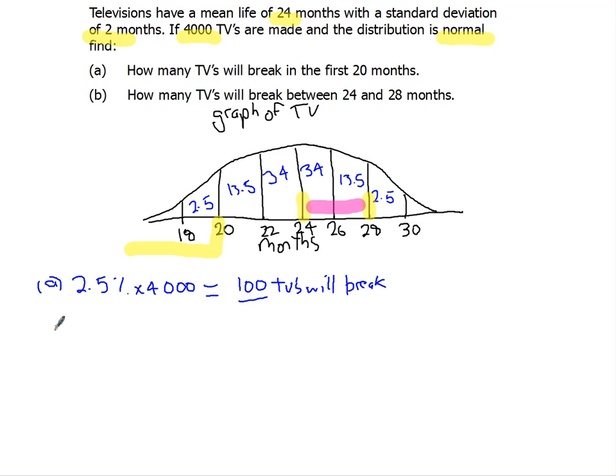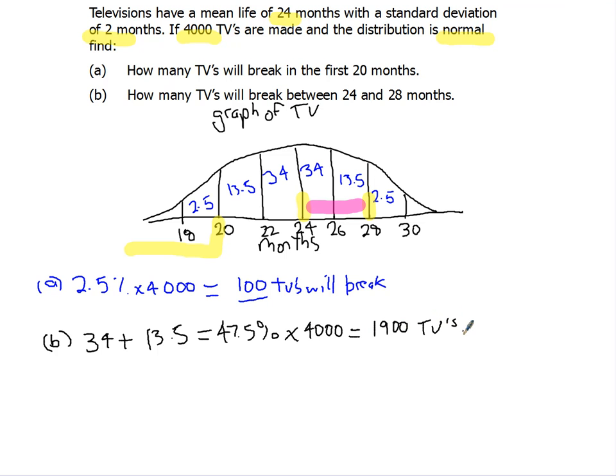So we go, this first region here is 34%. So 34 is going to break in there. Plus, and then you go to the next one, which is 13.5. And that gives us a grand total of 47.5% of the population. Our population is 4,000. Times it out, and you'll get 1,900 TVs will break.